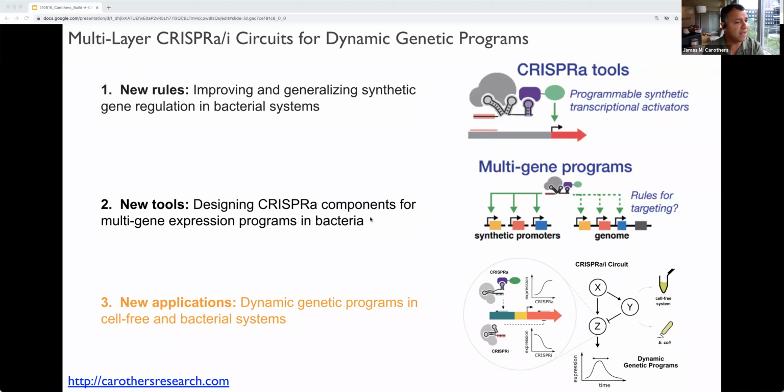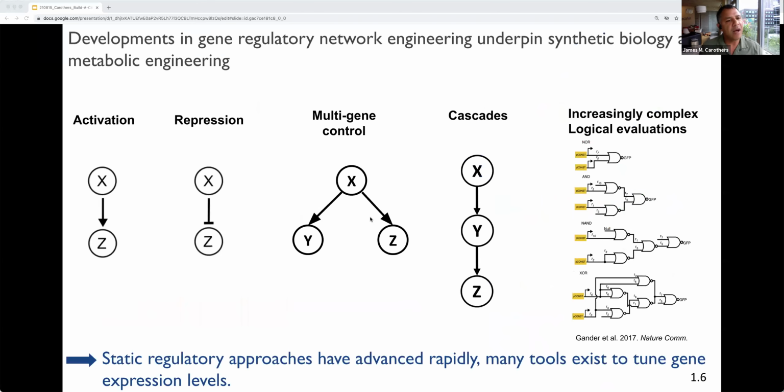But now I want to, in the last couple of minutes here, shift our attention to the idea of building dynamic genetic programs in both cell-free and bacterial systems. And before I do that, I want to take a quick step back and make some high-level observations about gene regulatory network engineering. The first is that developments in gene regulatory network engineering have underpinned a lot of the advances in synthetic biology and metabolic engineering as fields, just in general.